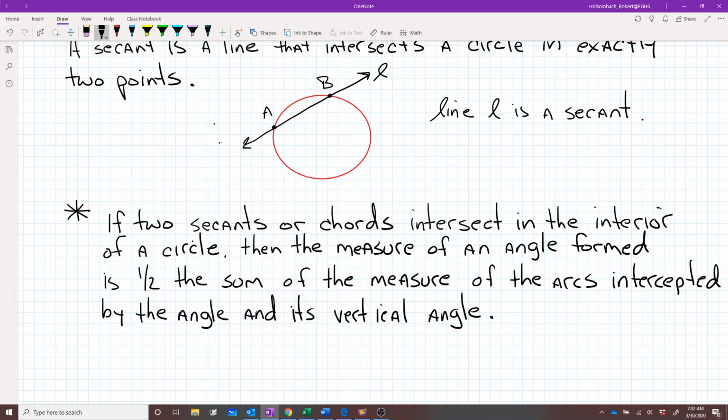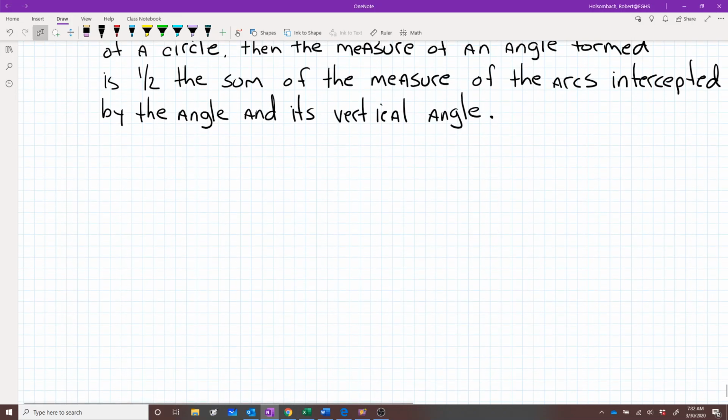If two secants or chords intersect in the interior of a circle, then the measure of the angle formed is 1/2 the sum of the measure of the arcs intercepted by the angle and its vertical angle. So let's draw a picture of that and explain what that means.